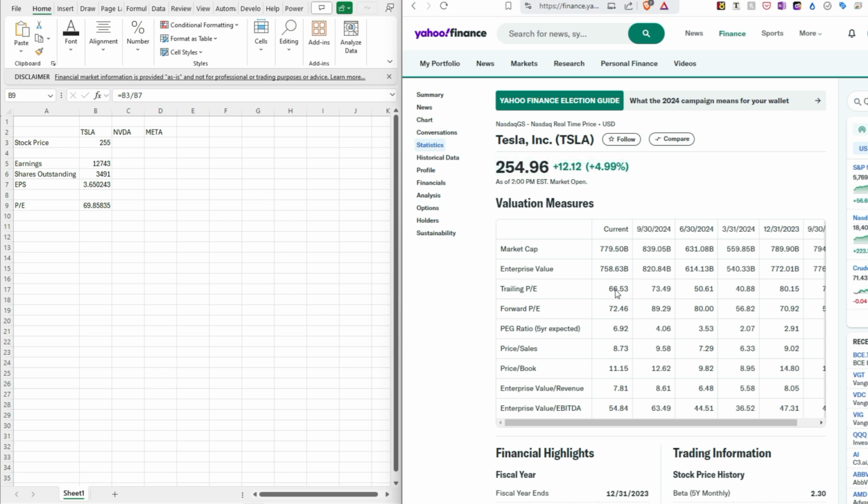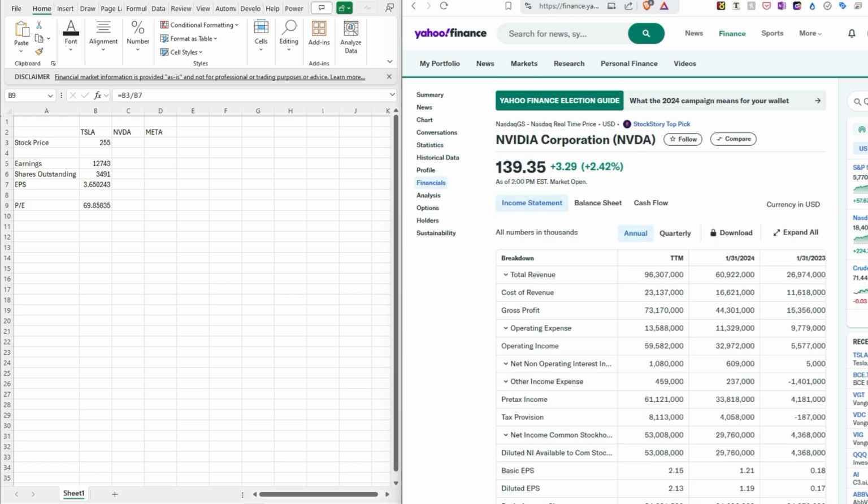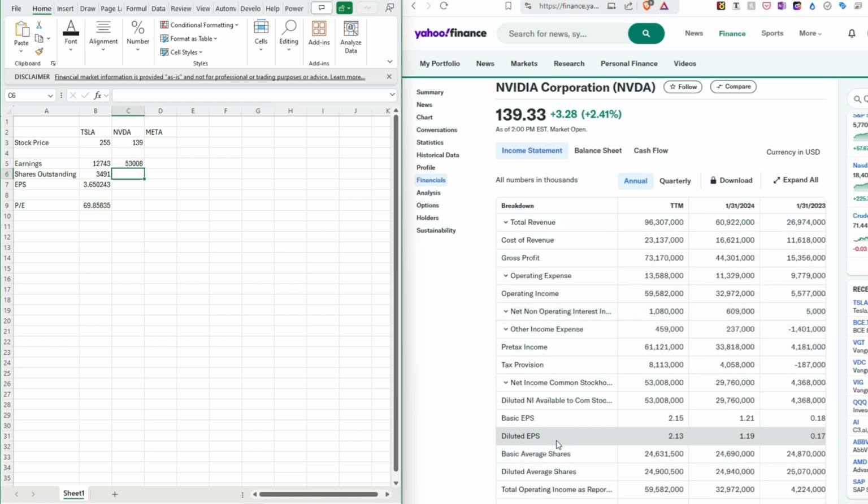So I'll do this example for other stocks as well, just to show that the methodology is correct. So here we've got Nvidia stock. Right now it's trading at about $139 a share. Its earnings over the trailing 12 months, 53,008. And then diluted average shares, 24,900. So again, just round it off there.